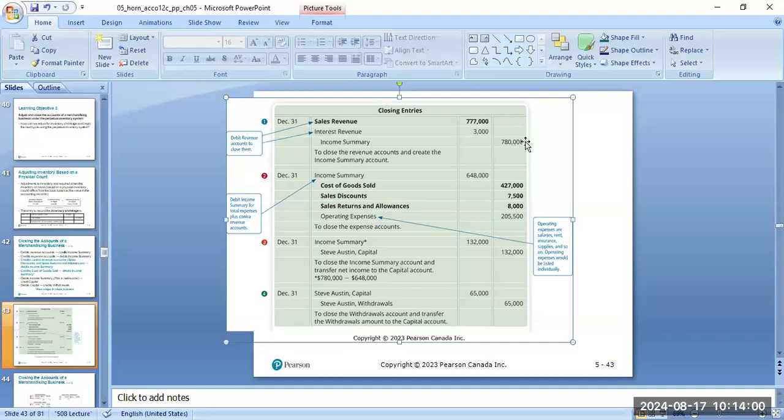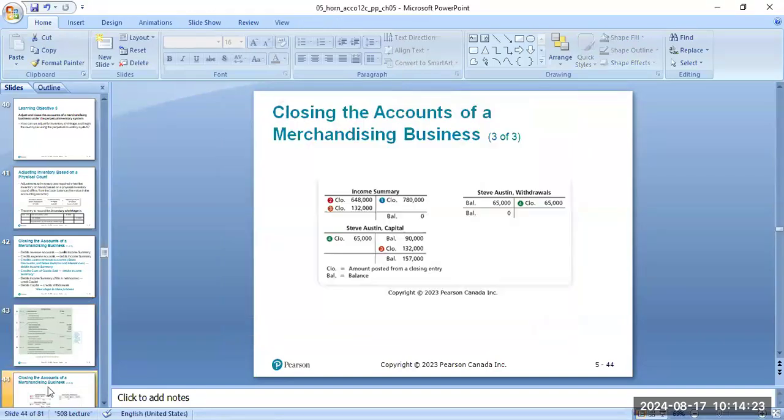Then we're going to check income summary credit side and income summary debit side. And we're going to see that we need on the debit side $932,000. That drags the credit to the capital for the same amount. The last thing left to do is closing the withdrawals account. Once we do that, our job is done.